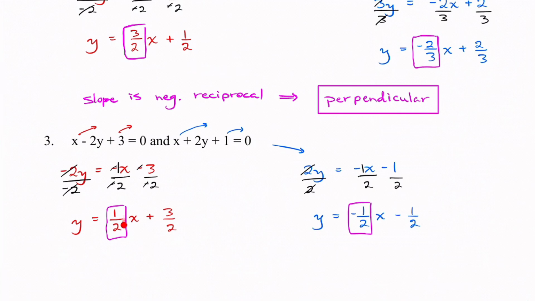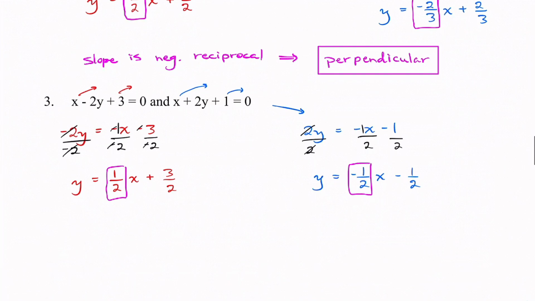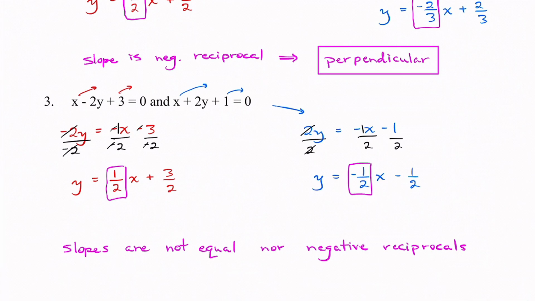In this one, it's 1 over 2, and then it's still 1 over 2. So it didn't flip, so it's not perpendicular, and these are not the same either, so they're not parallel either. So we can say that these slopes are not equal nor negative reciprocals. And because of that, they are neither parallel nor perpendicular.